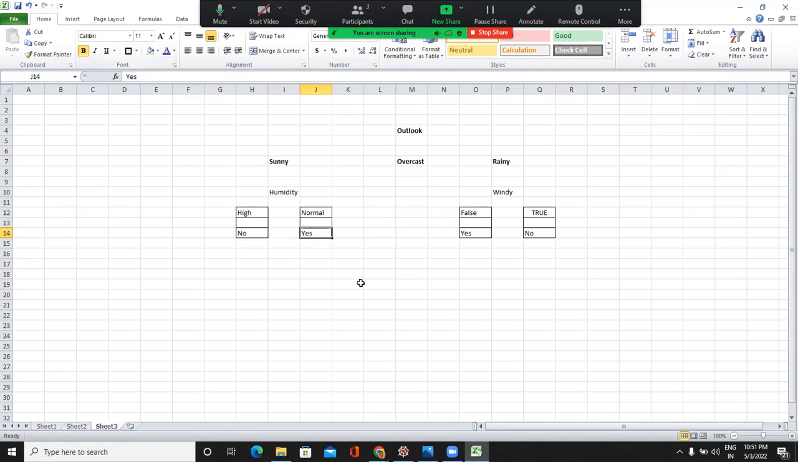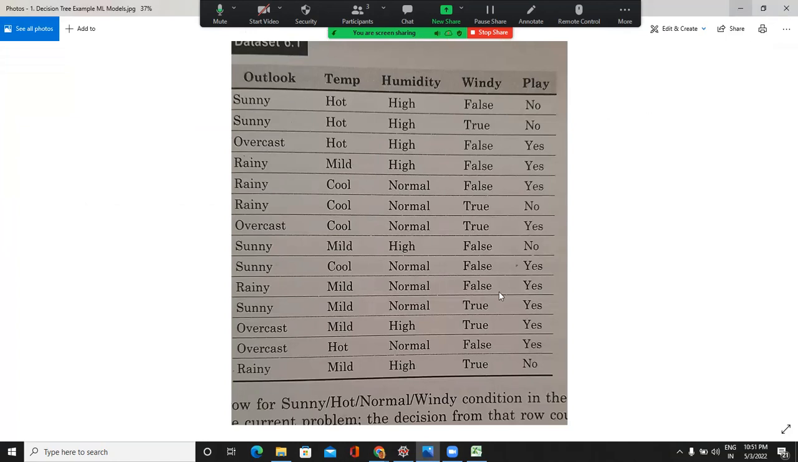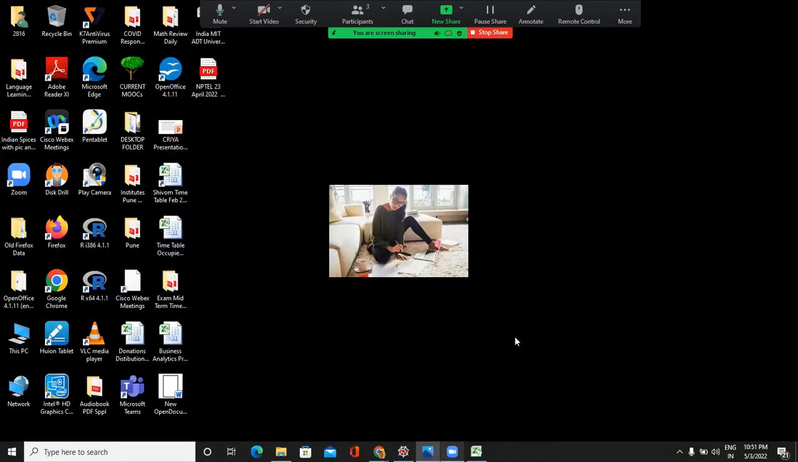And for this, we took all this trouble. You can draw arrows from outlook to sunny, outlook to overcast, outlook to rainy. I think one person even dropped off, but it's all right. So this is about decision tree. Of course, there are shortcuts to do this. There are softwares, not shortcuts, softwares to do this. You can use any software available for free. So decision tree is clear.